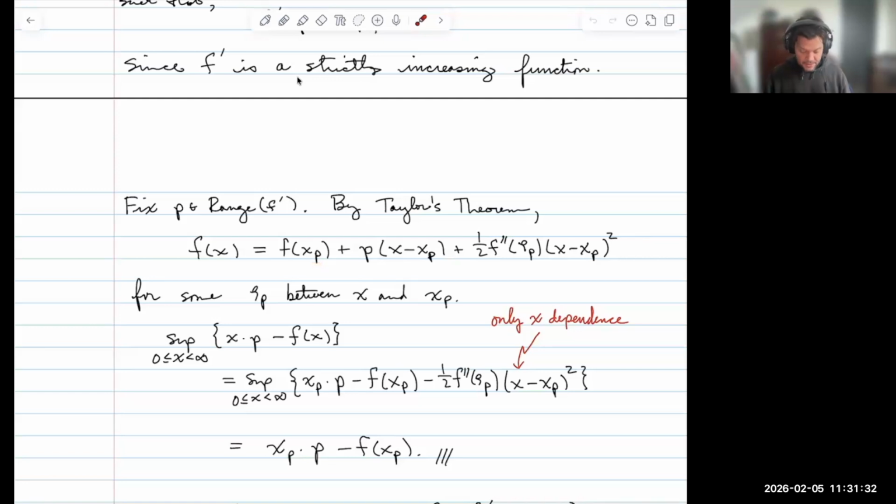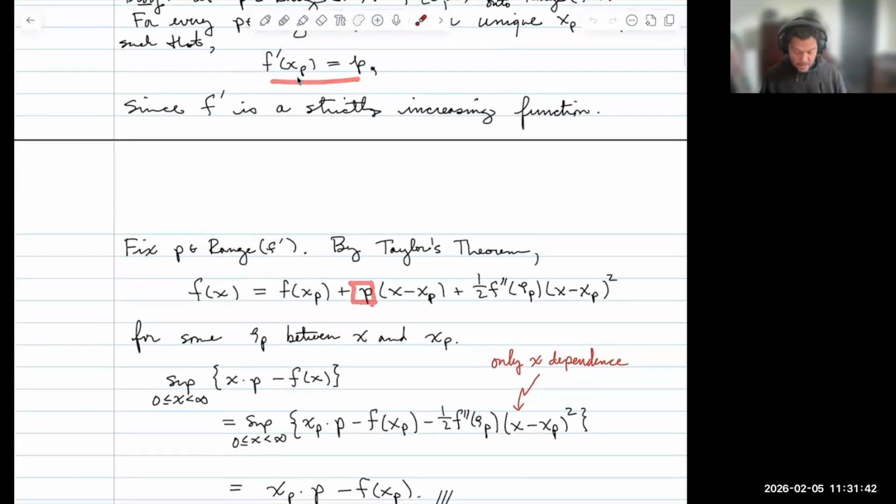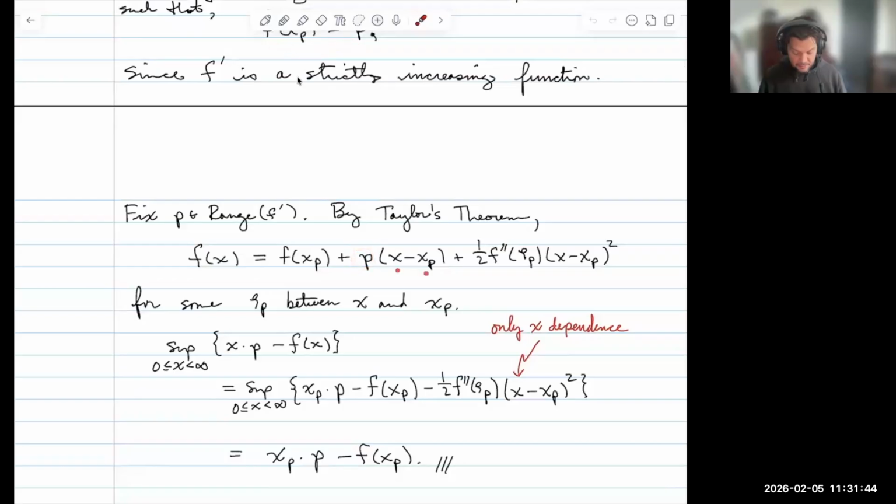What do we get? By Taylor's theorem, it's going to be f of xp plus f prime of xp, but we know that f prime of xp is just equal to p, times the difference x minus xp, plus 1/2 f double prime of some point between x and xp. We're going to call that psi p. Times the difference x minus xp, quantity squared. So this is Taylor's theorem up to the second order.